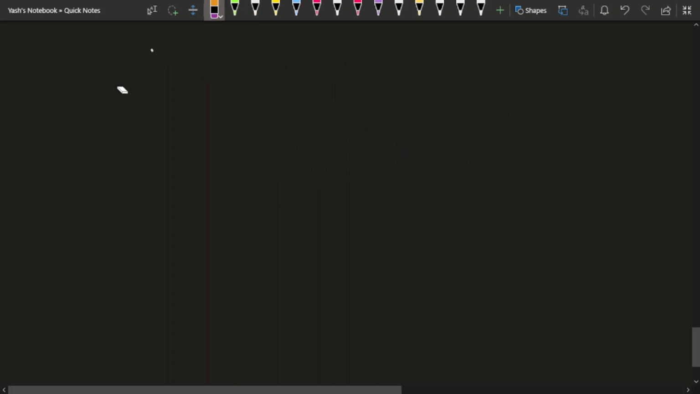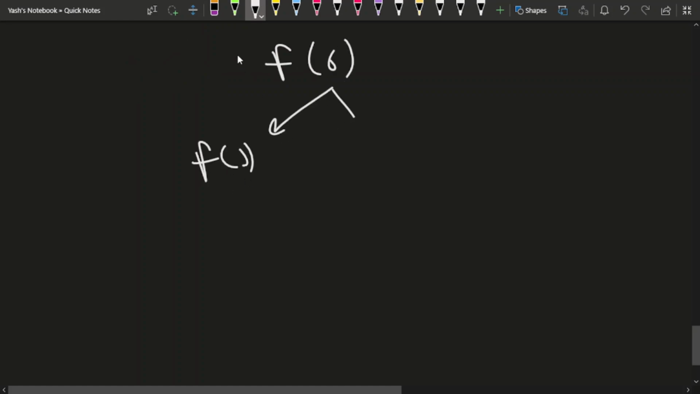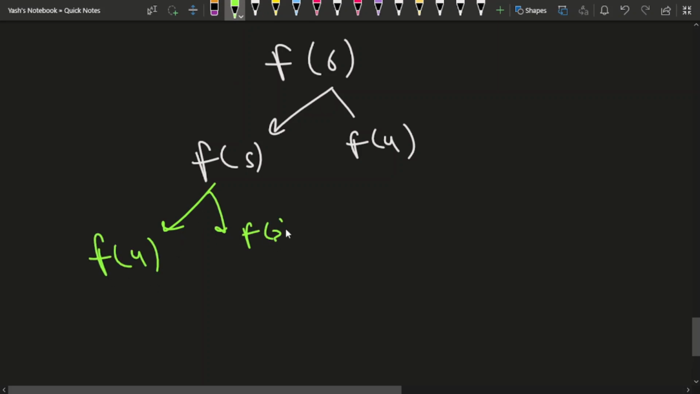So if you try to do this, let's say I want to find the Fibonacci of 6, the sixth Fibonacci number. I'll say that's nothing but Fibonacci of 5 and Fibonacci of 4, and I'll draw it for you here. And here also you'll say that that's Fibonacci of 4, and this will be Fibonacci of 3. And this will be Fibonacci of 3, and this will be Fibonacci of 2, like this.